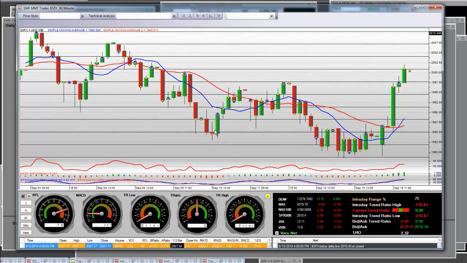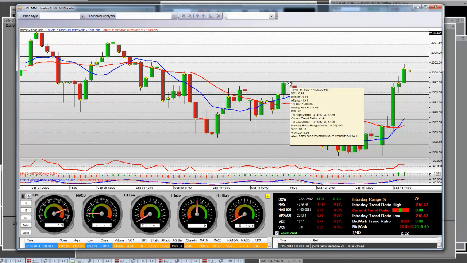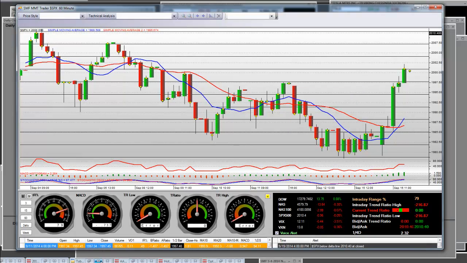Once again, on a 60-minute, we made a low over here on September 10, 9/10. And that low was exactly 1982. On this low on a 60-minute. We rallied on up here to these highs right here, and here was a high right here, and that was 1997 was the high, and the low was 1997.